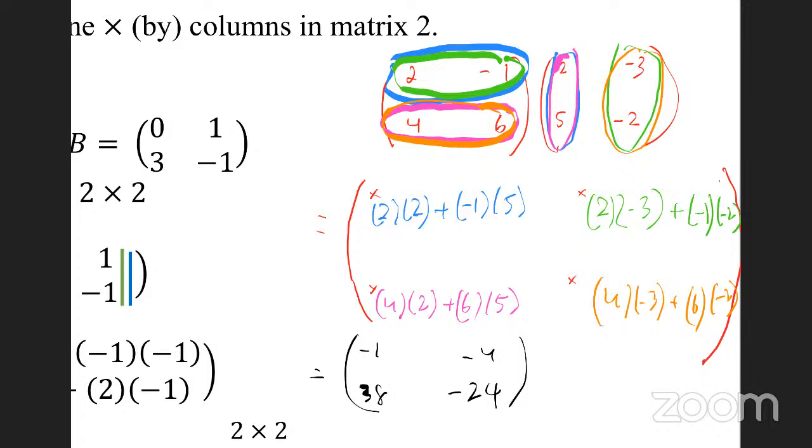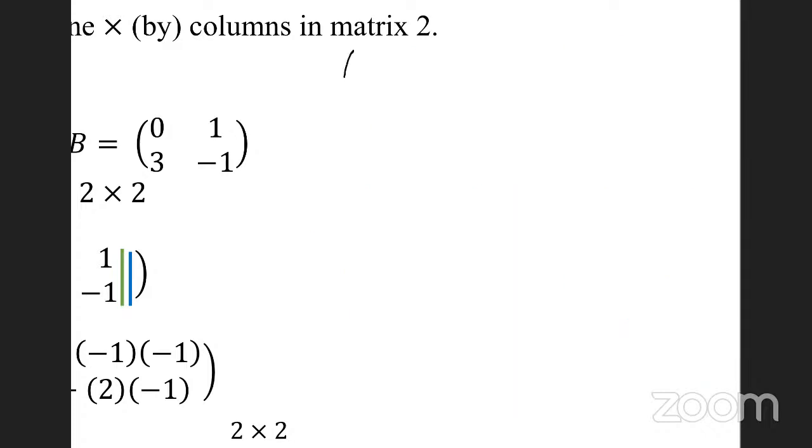All right, let's go again. Try this 2 by 2. 2, 5, minus 3, 4, by 1, 6, 2, minus 1. Multiply those two. Let's see what you get.